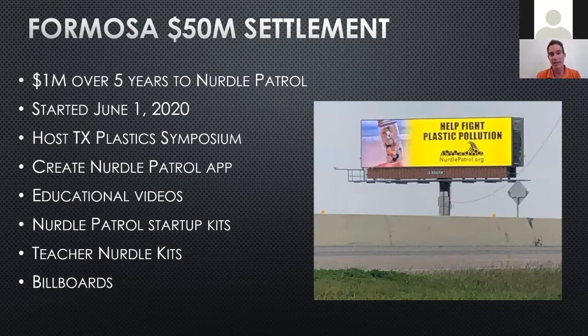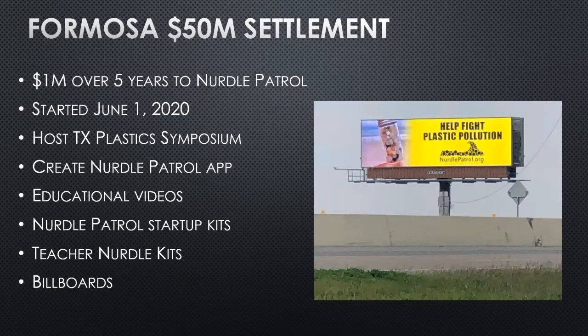But Nurdle Patrol got $1 million of that $50 million. We get $200,000 every June for 5 years, and it's for doing a plastic pollution symposium. We created a Nurdle app, which, if you're going to start doing surveys, man, that Nurdle Patrol app really saves time. It takes you literally 10 seconds to put a survey in. It's real quick. And then we create a bunch of promotional videos, startup kits that I'm going to show you here in a second, teacher kits, and then billboards.